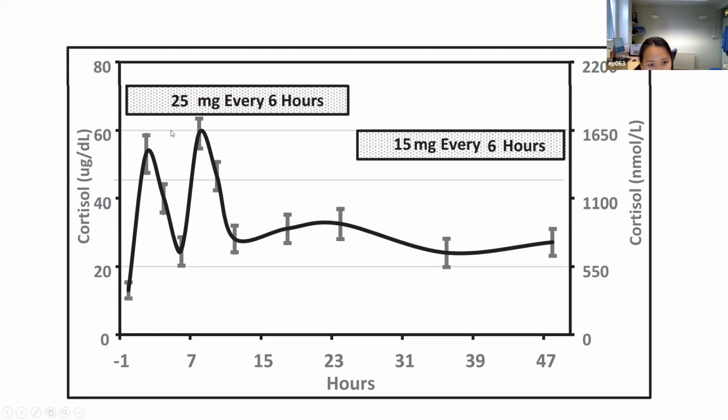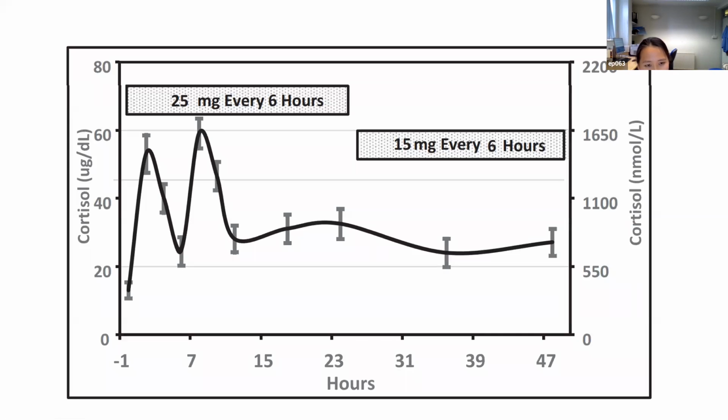And then they received 25 milligram every 6 hours. It went up to 1,650 or around there, 1,500, and it came back. They received a second dose, and it came down to about 700, and then they carried on with 15 milligram. So basically, they kept the nadir cortisol about 441 to 938. So overall, the mean cortisol is around 600 throughout the 48 hours.